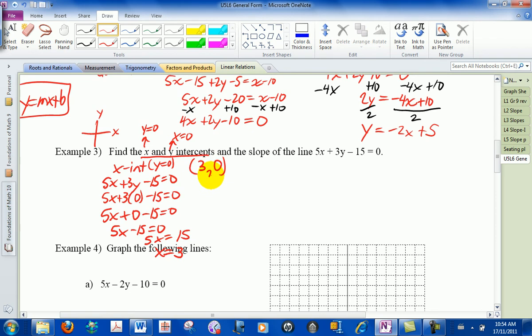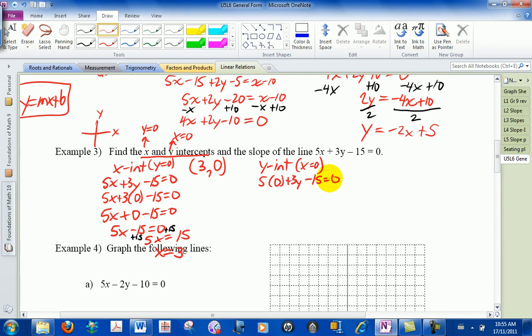Why is it equal positive? Because I have to add 15 to get it to the other side. Yeah. Any other questions? I went fast, I know, sorry. Any other questions? Going once, twice? Okay, your turn to practice. Now we'll try and solve your y-intercept. So it's going to be x equals 0, 5 times 0, plus 3y minus 15 equals 0.